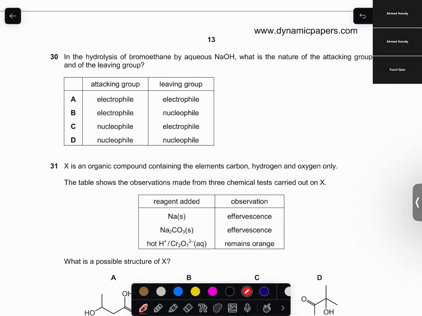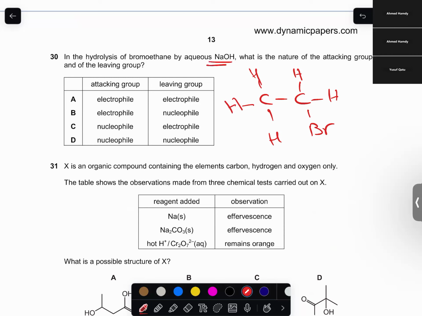Question 30. In the electrolysis of bromoethane by aqueous sodium hydroxide. Bromoethane: 1, 2, H, H, Br, H, H, H.